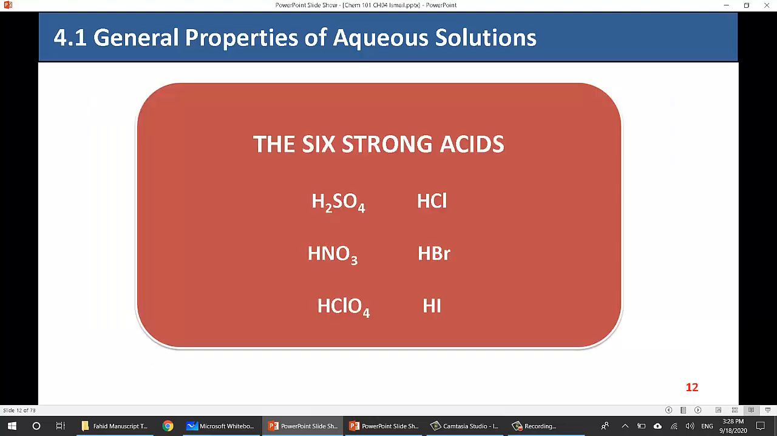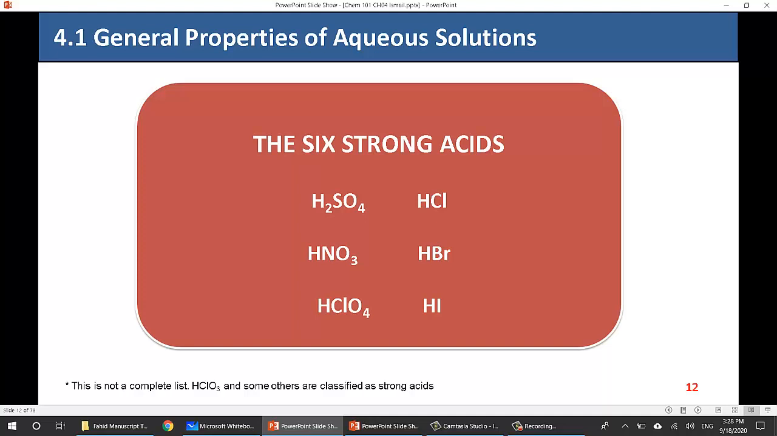Here I need you to draw your attention to this. You need to memorize the 6 strong acids. They are basically sulfuric, nitric, and perchloric, HCl, HBr, HI. These are the 6 strong acids that you need to keep in mind for the rest of this course, okay? This is not the complete list, but this is what you need to remember all the time: that these are strong acids. Everything else should be weak.